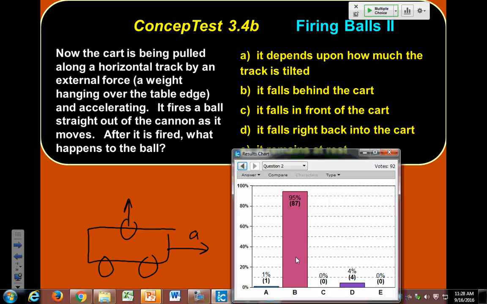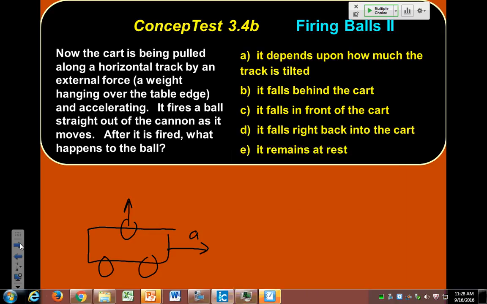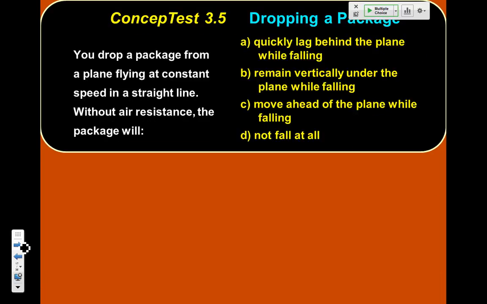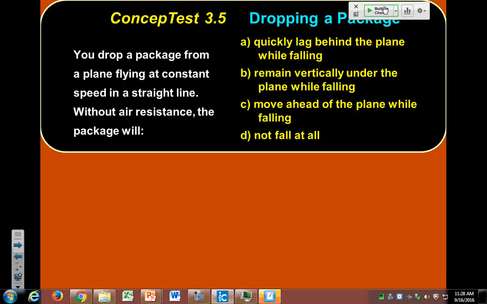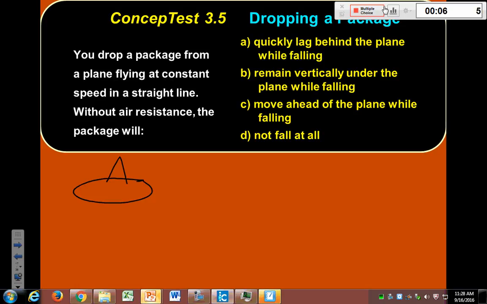All right. Venus. You drop a package from a plane flying at a constant speed in a straight line without air resistance. The package will do what? So here's my plane. Here's my package. I drop the package out of the plane. What's going to happen to the package? Will it lag behind the plane, or remain vertically under the plane while falling, or move ahead of the plane while falling, or not fall at all?